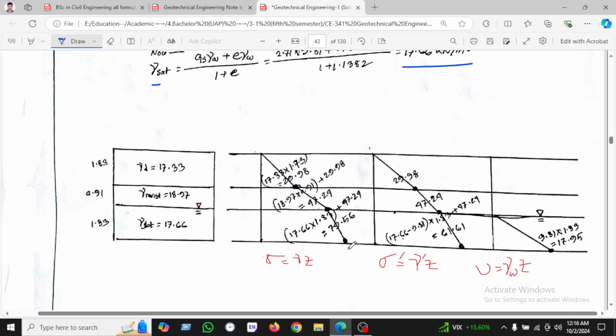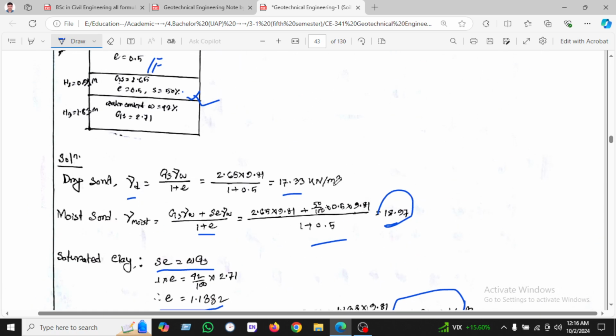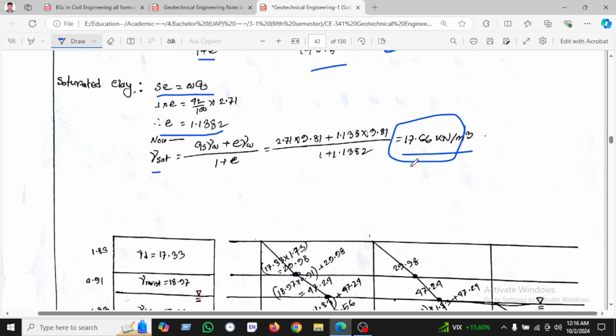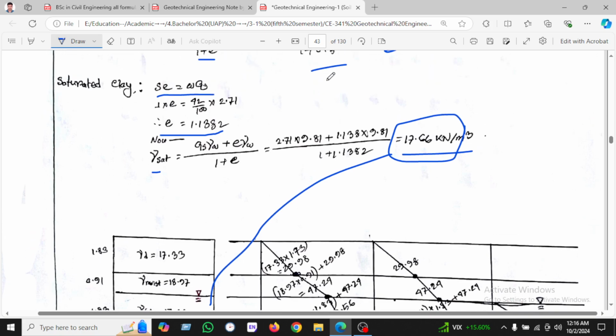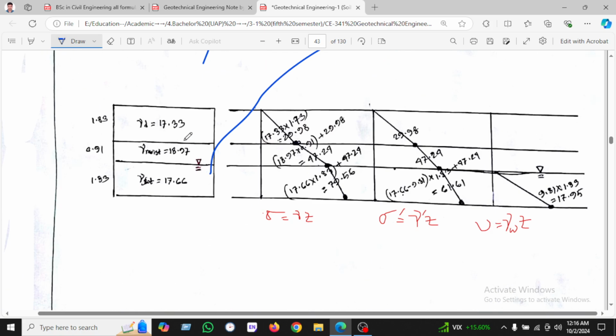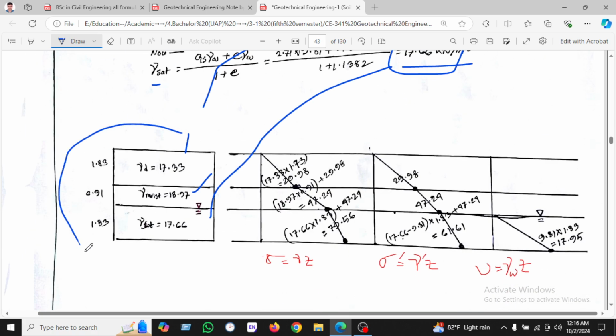17.33. So now we have these three types of unit weight. We will put these values in our new diagram. Here is 18 and 17. Now we will draw from this data the total stress, effective stress and unit weight of water.